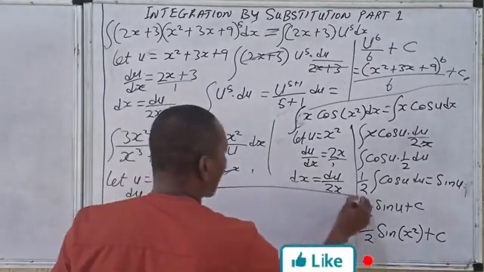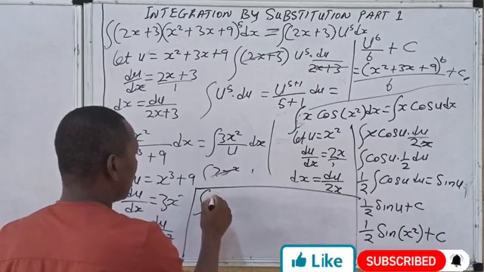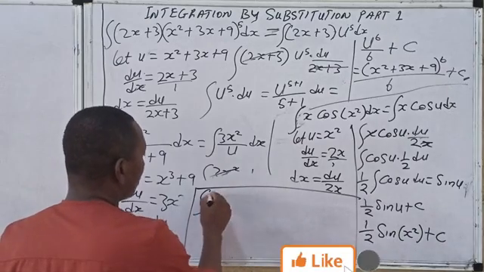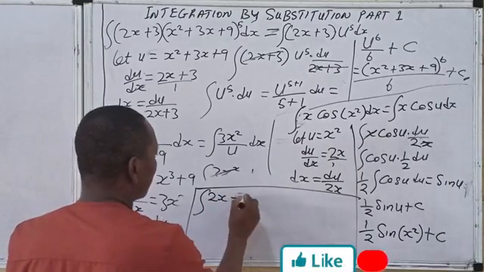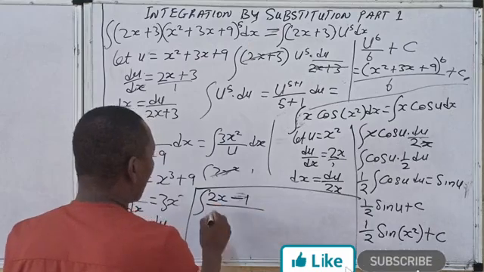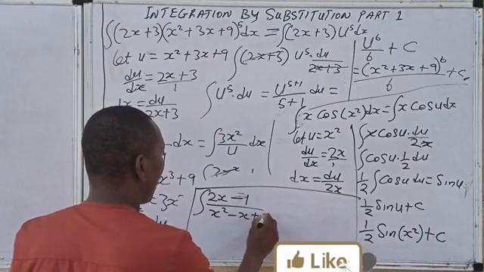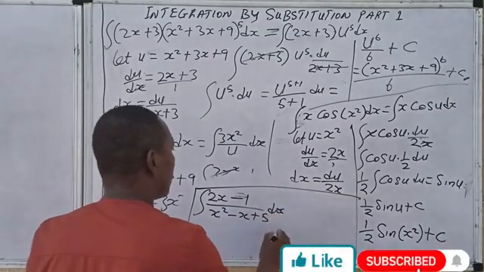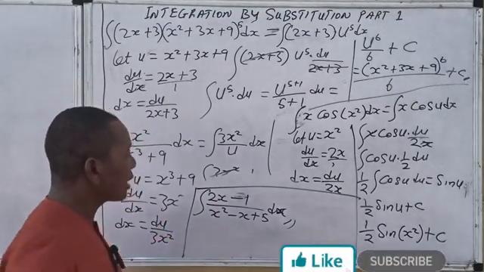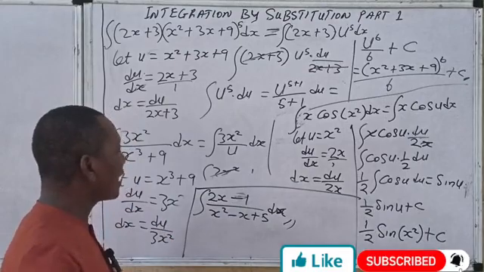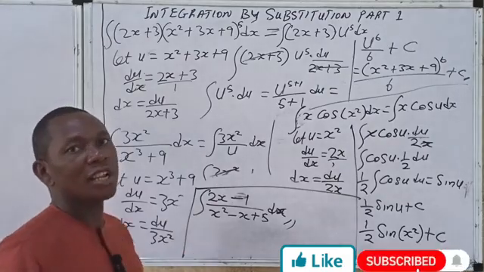I want you to attempt this little question. Let's say you are asked to integrate 2x − 1 all over x² − x + 5 dx. Now, solve this and drop your answer in the comment section. Now, note that if you integrate this, you are likely going to have something like this. So, use the same method that I've been using.